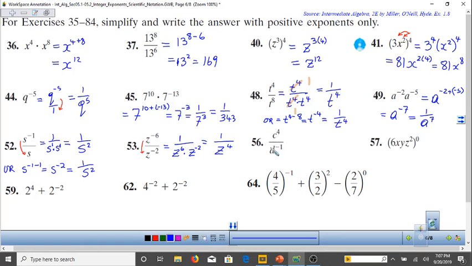In this case, we have 2 different bases, so we cannot combine them. But that d to the negative 1 has a negative exponent, so I'm going to switch it to the top, and that gives me c to the 4 times d to the 1, which I'll leave as that.